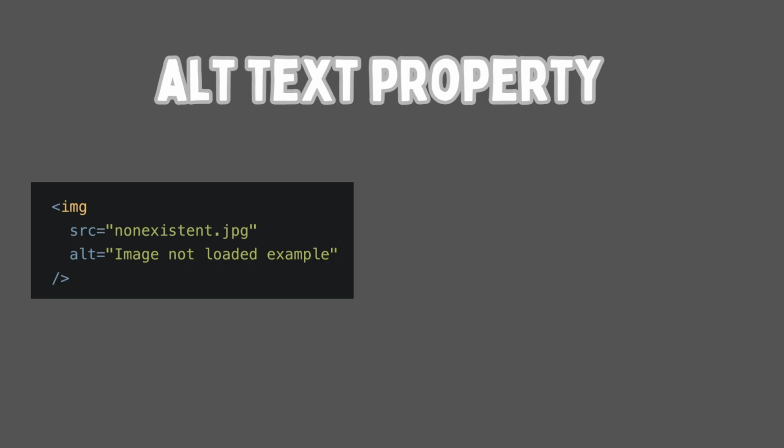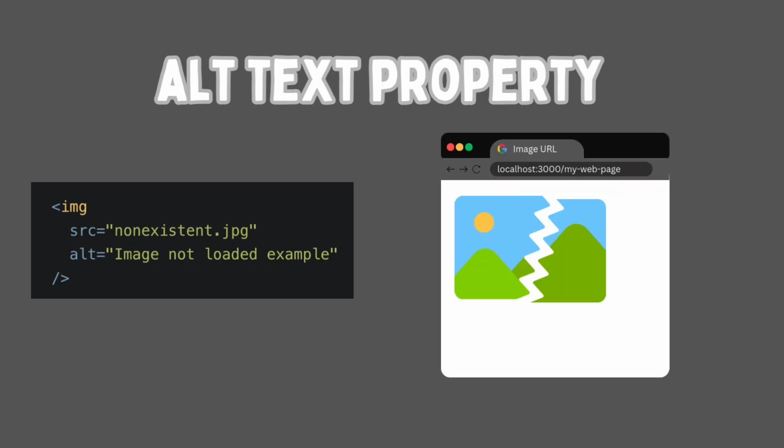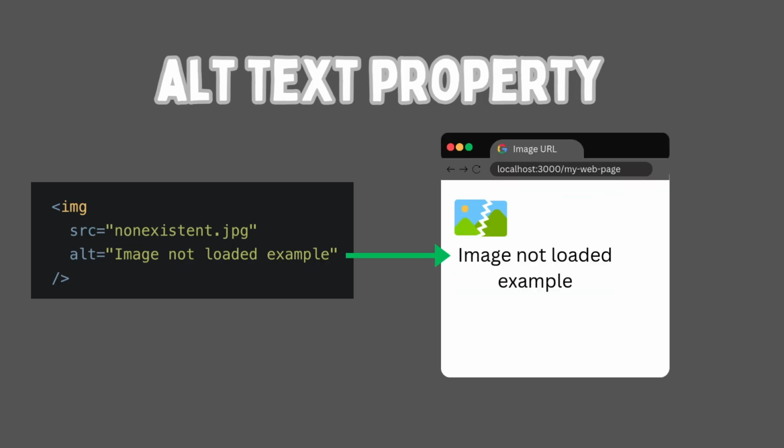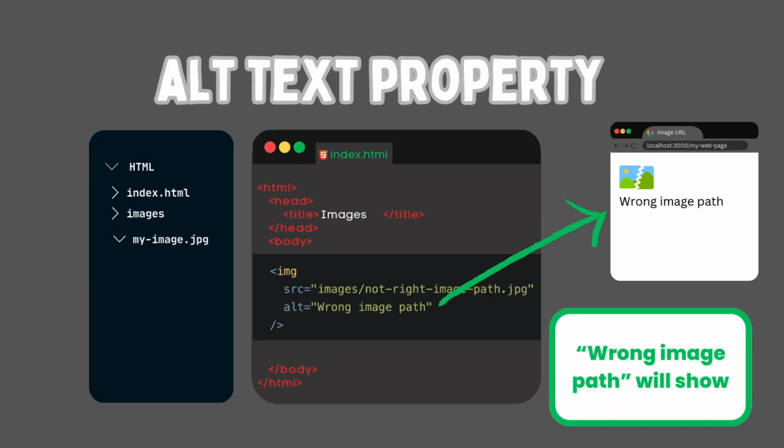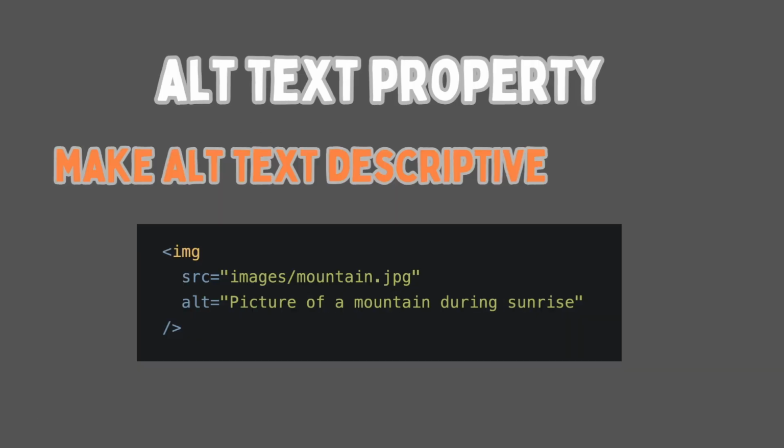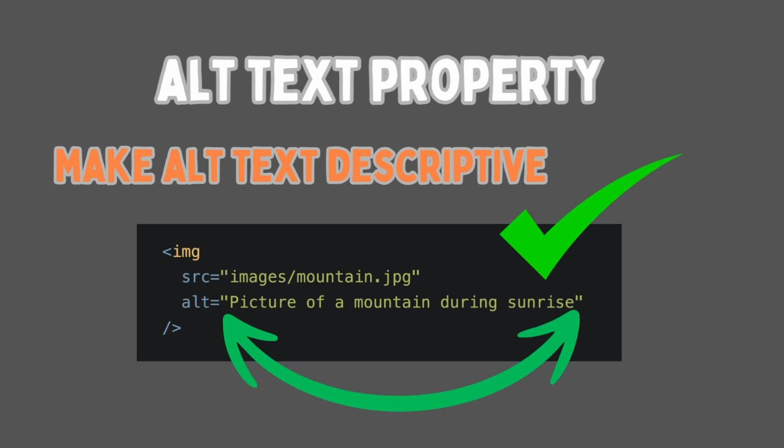Let's talk a bit more about alt text. It's not just there for accessibility, it's also useful if the image doesn't load. The alt text will display in place of the image, giving the user some context. If the image file is missing, the alt text will show instead. Make your alt text descriptive, like "picture of a mountain during sunrise," rather than just "image." This helps screen readers describe the image for visually impaired users.